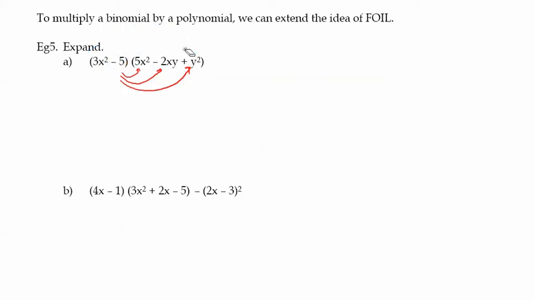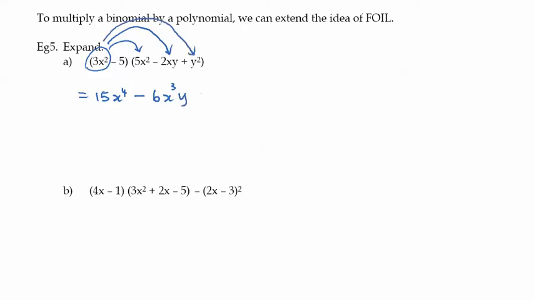So if I want to multiply a binomial by a polynomial, what I'm going to do is to follow the same concept. Multiply it once. 3 times 5 gives us 15, and x squared times x squared gives us x to the 4. Then the next one, be careful with the sign. Then the last one.